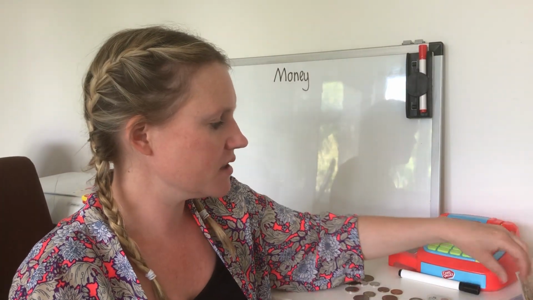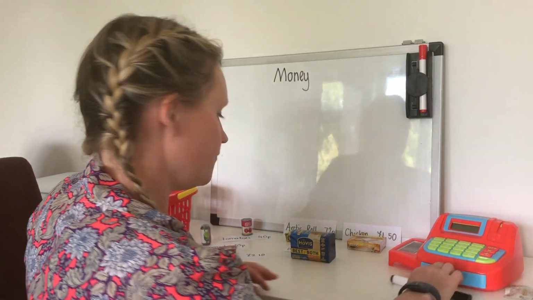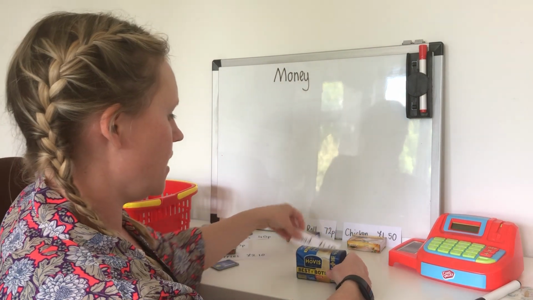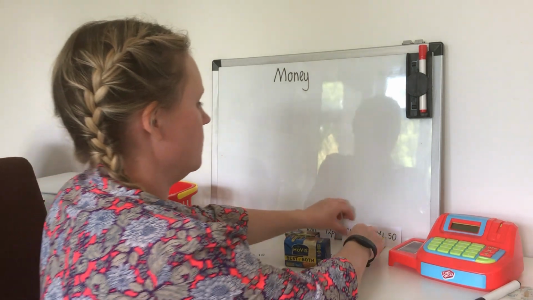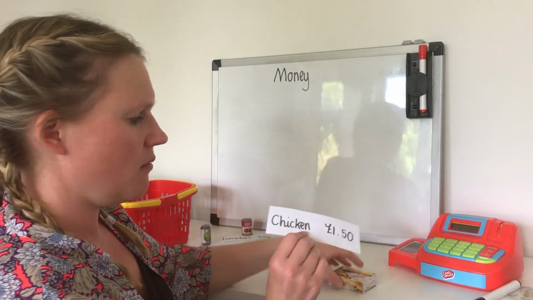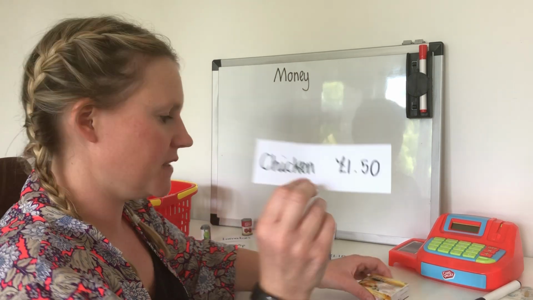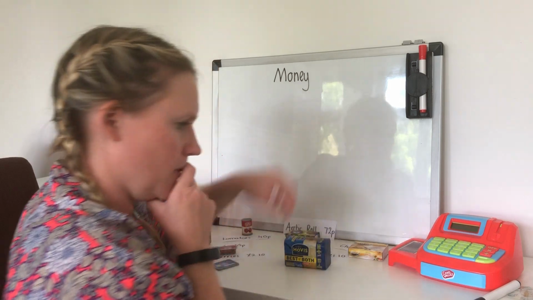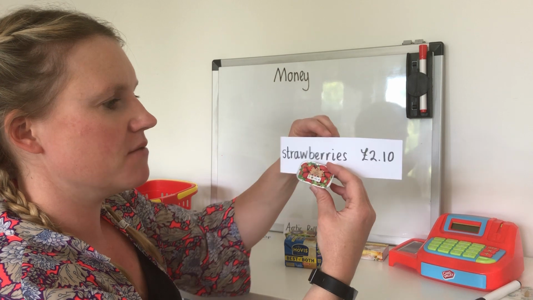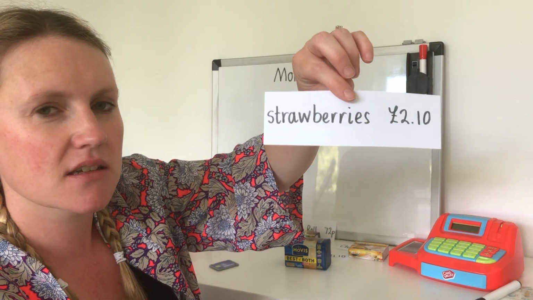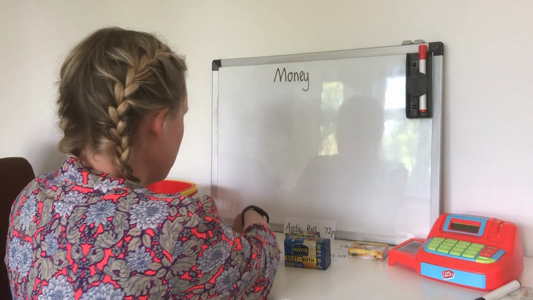Okay, so if I was going to a shop today and I'm looking at what I can buy, it says I can buy bread for £1.10. How much is my chicken? £1.50. Oh, that's expensive, isn't it? I wonder if I've got enough money. Oh, hang on a minute. These strawberries are even more expensive. How much are these strawberries? £2.10.